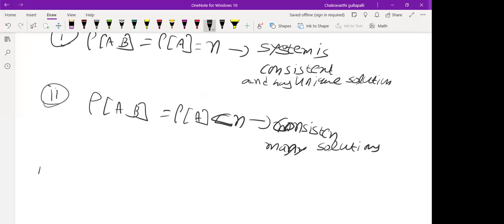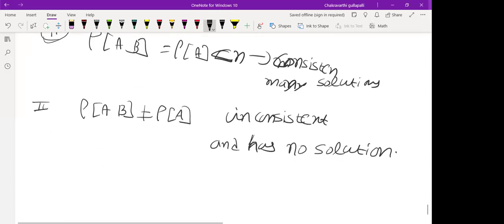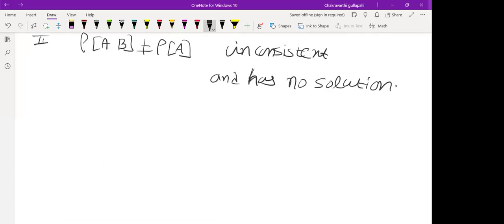Suppose they are not equal, case 2: rank of augmented is not equal to rank of A, then the system is inconsistent. How to find rank? We have seen already. Inconsistency means no solution. Okay. So these are the cases. Rank of augmented is equal to rank of A, less than n, many; equal to n, unique; not equal, no solution.